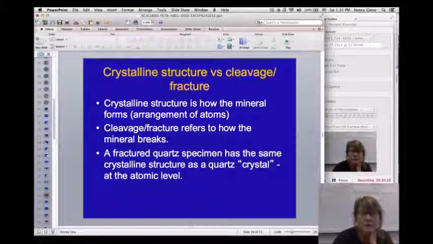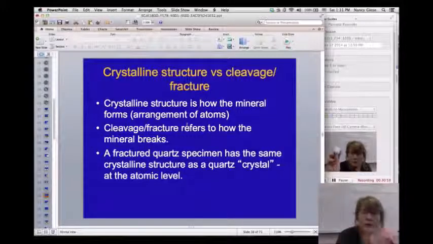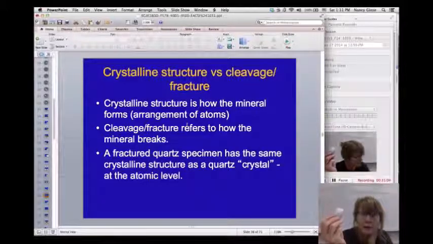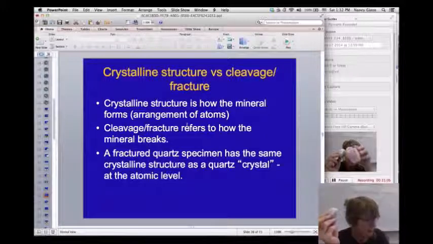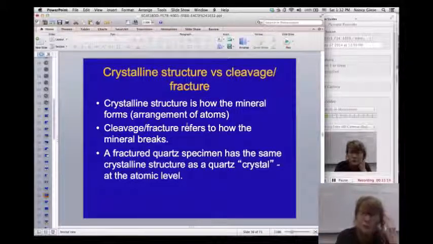So one thing I wanted to point out again, there's crystalline structure and then there's cleavage versus fracture. Crystalline structure is the way that a mineral forms, the way that it grows. Even if we can't see the mineral, if it's microscopically small, if we look at it under a microscope, we could see that it has a characteristic crystalline structure. Even if it cleaves, it breaks randomly, or if while it's forming, it's growing up against other minerals and therefore doesn't have room to show its crystalline structure on the outside, it still has a crystalline structure interior.